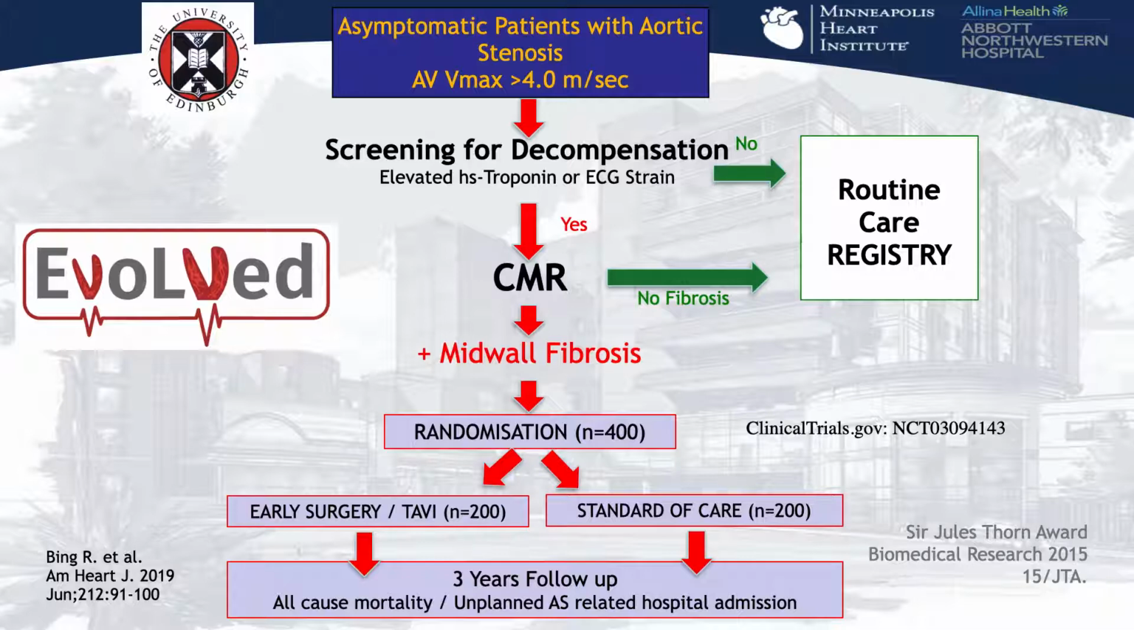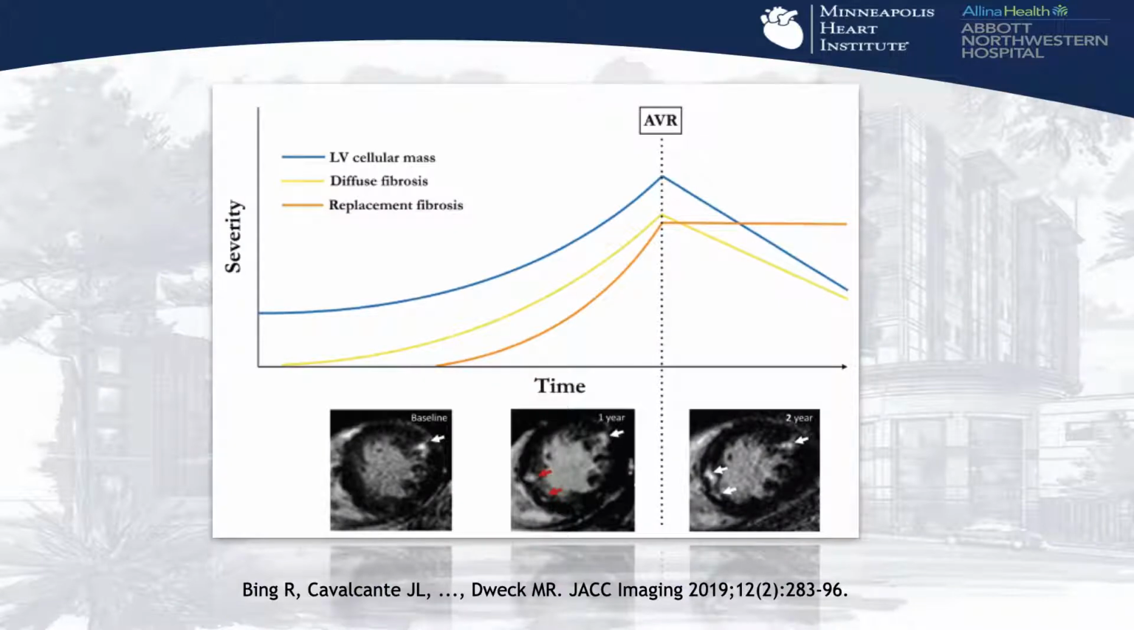They're called the EVOLVED trial, taking patients that are asymptomatic with bona fide severe aortic stenosis, putting them through the MRI after pre-screening for decompensation with EKG and high sensitivity troponin. If the MRI shows a scar, mid-wall fibrosis, they'll be randomized to early surgery or TAVR, or the current standard of care, which is watchful waiting. And by doing that, perhaps by triggering intervention at the presence of scar, we might be able to revert this prognosis or do even better.